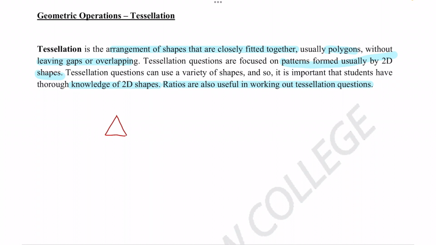And if we have multiple triangles and you join them together at the edges like this, then this is an example of a tessellating pattern. And that's because all of these triangles are joined together at the edges and there's no gaps in between the edges at all, which is why this is a tessellating design.